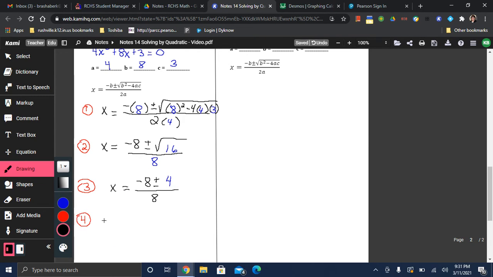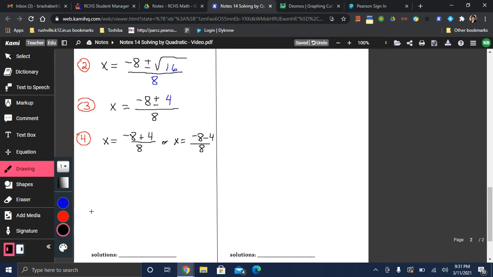So you'll have x equals, and we'll do negative 8 and just use the plus sign and the 4 over 8. Or your other option is x equals, here's your fraction, we'll have negative 8 and just use the minus sign and the 4 over 8. So notice that this is exactly like this, except one of them uses plus, the other uses minus. That's line 4. Line 5.